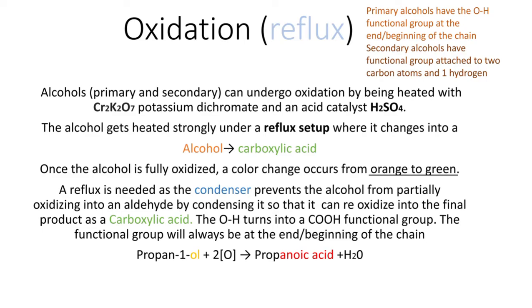Here again, I just have a summary. A reflux is needed as a condenser prevents the alcohol from partially oxidizing into an aldehyde by condensing it so that it can reoxidize into the final product as a carboxylic acid. As our reactant, the alcohol, is changing into a carboxylic acid, the functional group OH changes into COOH, which is the carboxylic acid functional group. Here I have an example of propan-1-ol reacting with oxygen being oxidized into propanoic acid plus H2O. From this we know it has changed into a different compound.